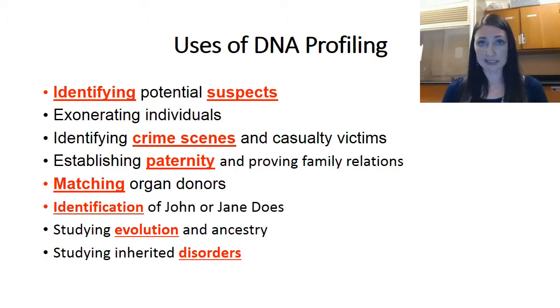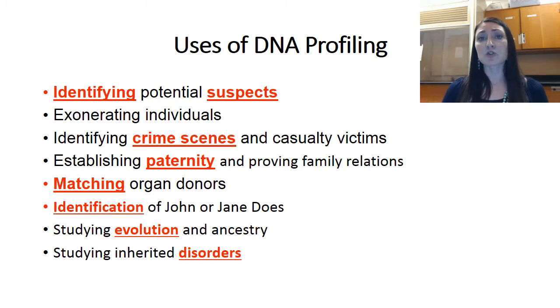So why would we use DNA profiling? We can use it to identify potential suspects. In the Colin Pitchfork case, there were 5,000 samples taken to see if there were any matches between people in that particular town and DNA left on the victim. We can use it to identify crime scenes as well as casualty victims. If you have a mass grave, you would use DNA profiling to identify individuals in that, comparing it to family members' DNA profiles. You can establish paternity and prove family relations.